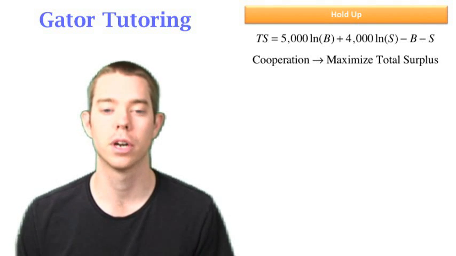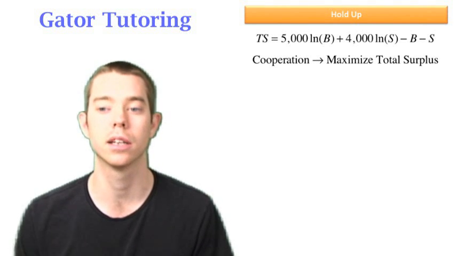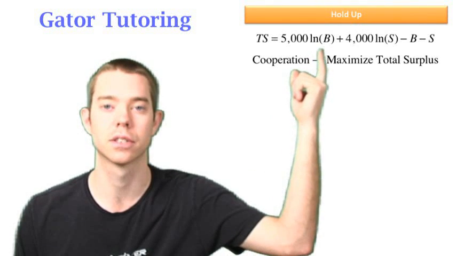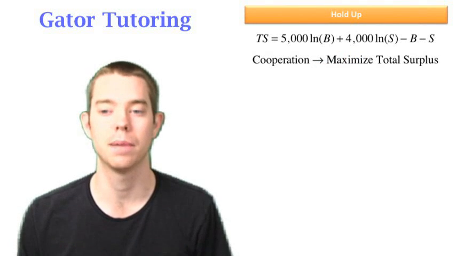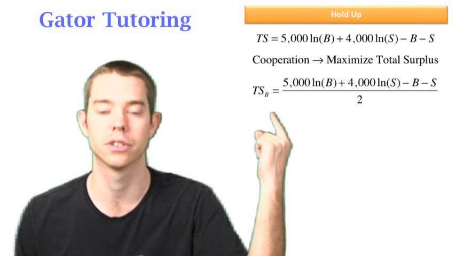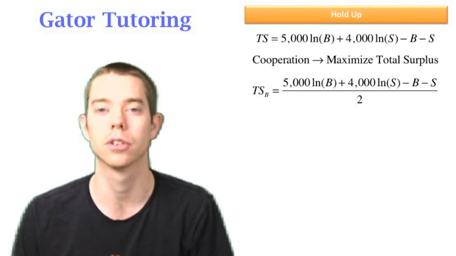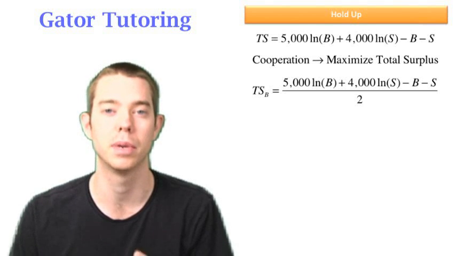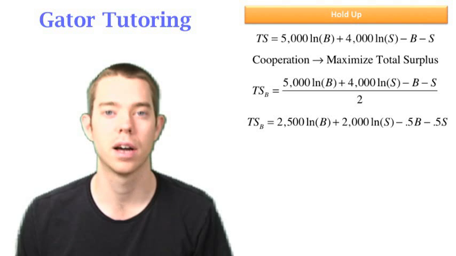So first let's look at cooperation, when they maximize total surplus. Again, just like in free writing, you could just take the derivative of this with respect to B and with respect to S, and you'll get the same answer as if you take the derivative of this, which is just Ben's total surplus, so we divide the whole thing through by 2. It'll give you the same answer. You can set it up however you'd like to, but just make sure you understand what you're solving for. So we do that, and we can simplify here.